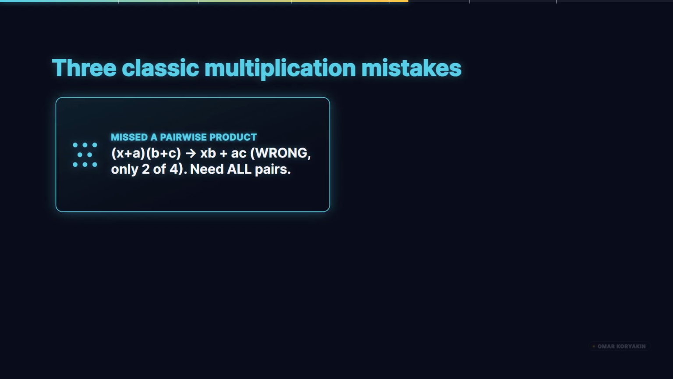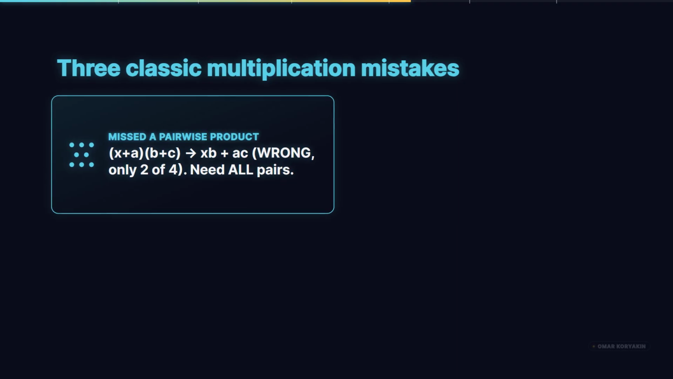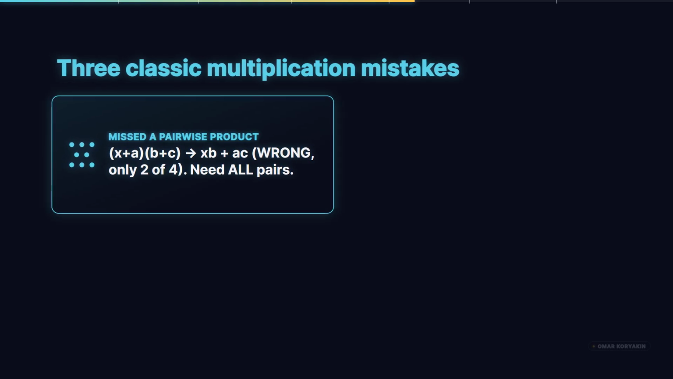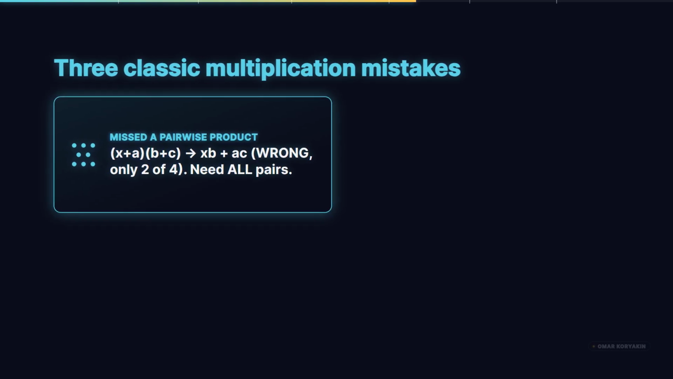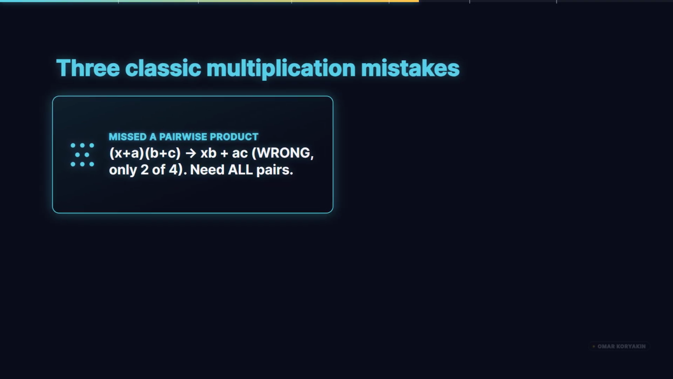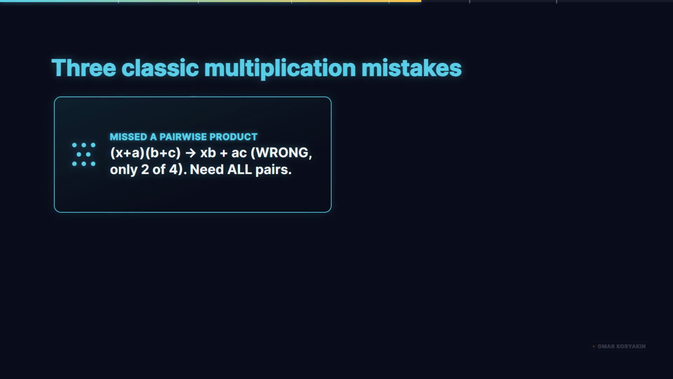The mistake is a count error. A binomial times a binomial requires 4 pairwise products, not 2. The fix is to always count the expected number of pairwise products at the start, m terms times n terms, and to verify that exact count of products is written down before any combining begins. Counting pairwise products is the simplest spot check and prevents the entire missed-term mistake category.